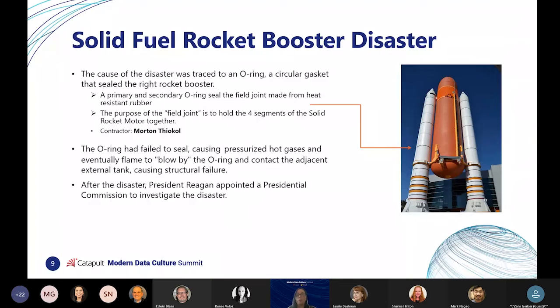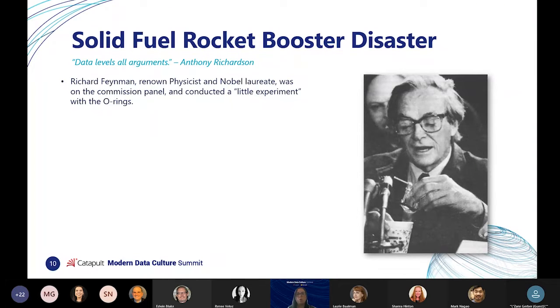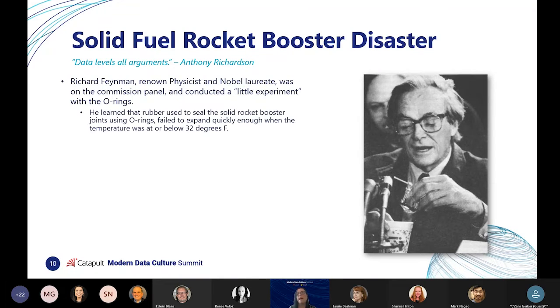After this disaster, President Reagan appointed a presidential commission to investigate why this happened with everything that we knew. Why did such a disaster and a tragedy occur? During that commission report and investigation, Richard Feynman, a renowned physicist and Nobel laureate, conducted a little experiment with the O-rings in front of the entire commission panel. What that experiment proved was that the O-rings did not expand quickly enough when they were in cold temperatures.